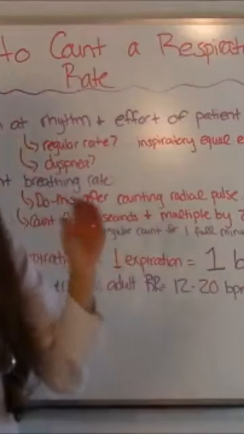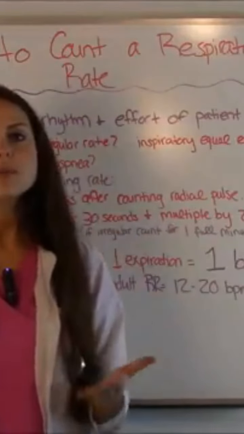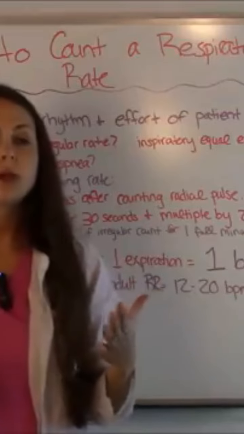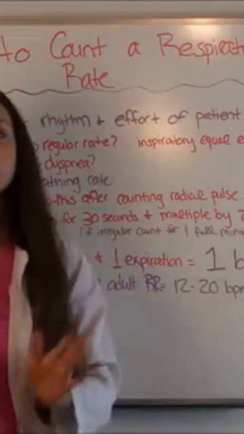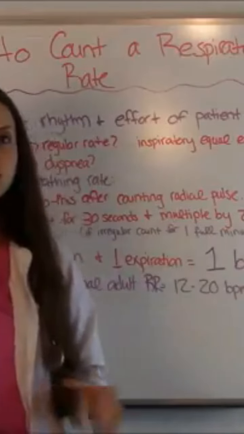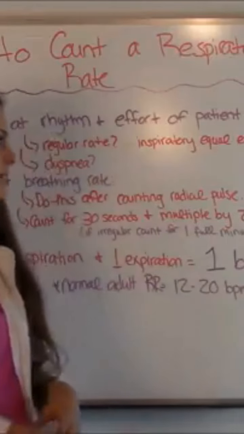Next, you want to count that breathing rate. You want to make sure that it is within the normal range. For an adult, a normal range is 12 to 20 breaths per minute. So we're making sure that they meet that criteria.